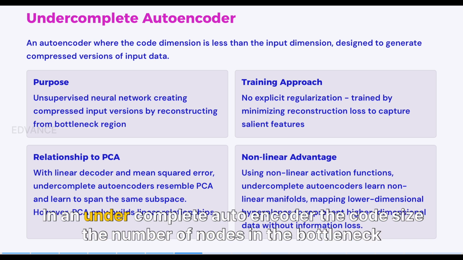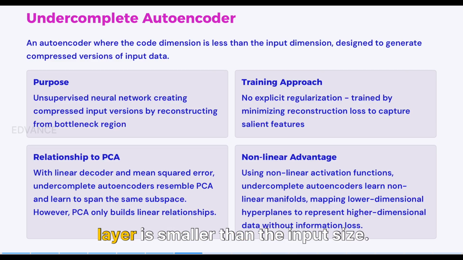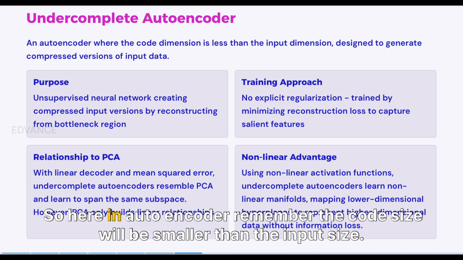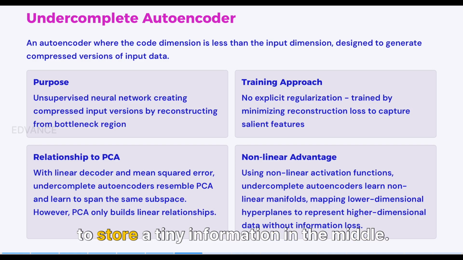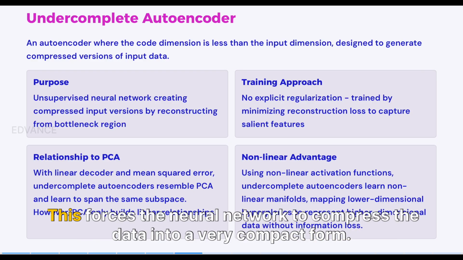In an undercomplete autoencoder, the code size, the number of nodes in the bottleneck layer, is smaller than the input size. So here in this autoencoder, remember the code size will be smaller than the input size. In simple words, you give the neural network a lot of information, but you only allow it to store a tiny amount of information in the middle. This forces the neural network to compress the data into a very compact form.